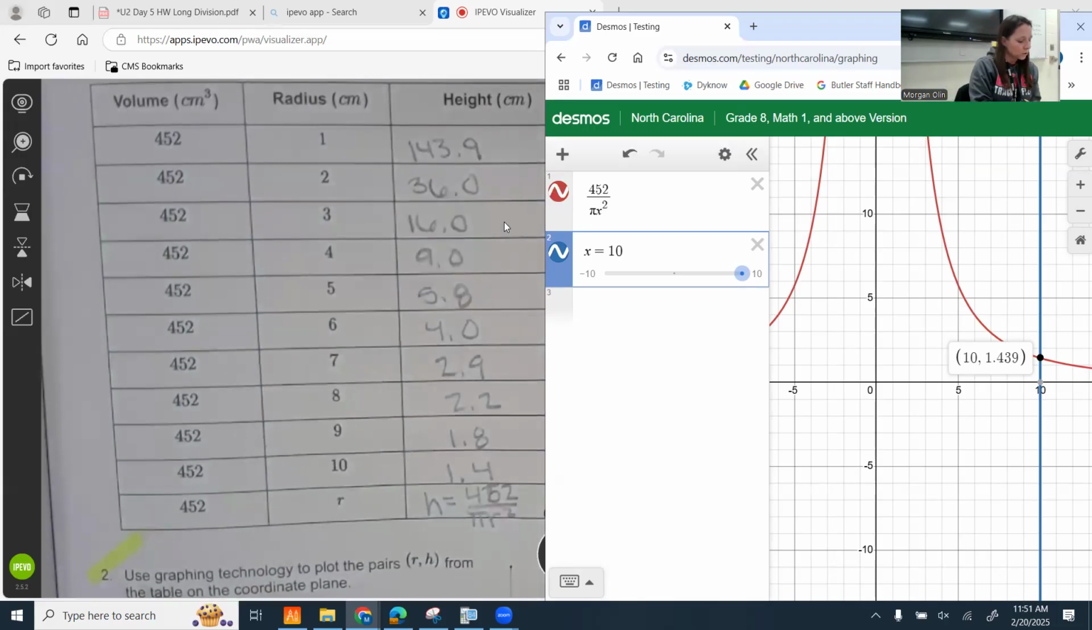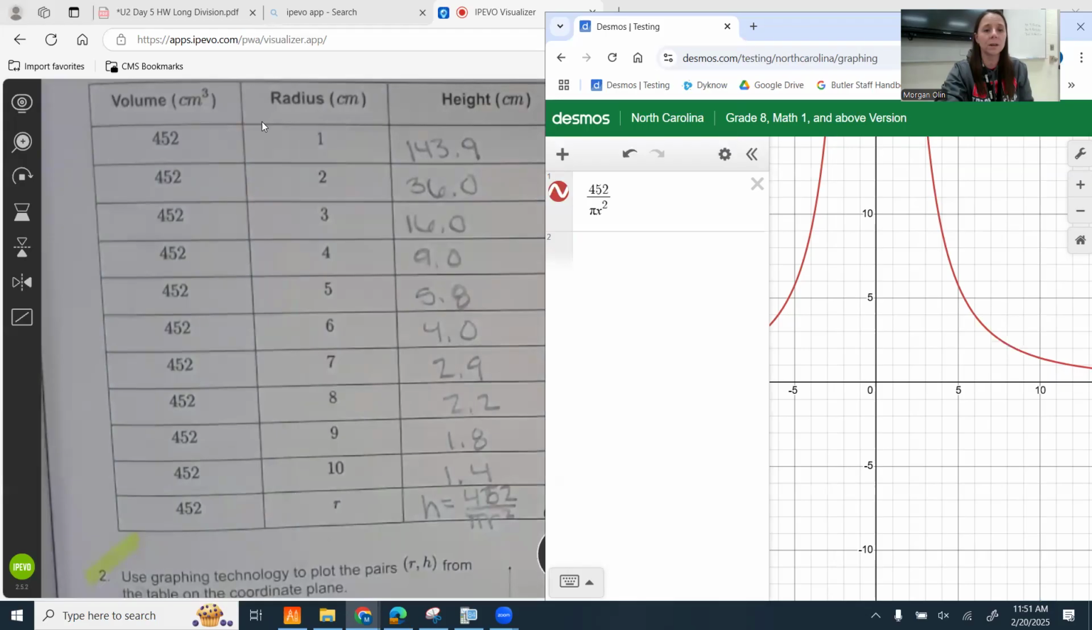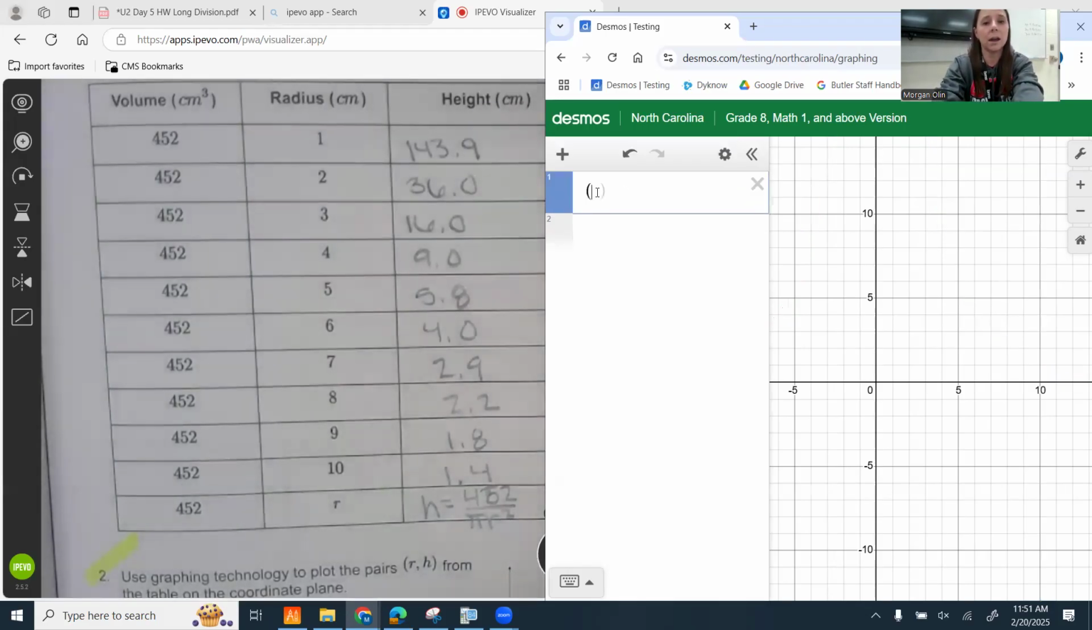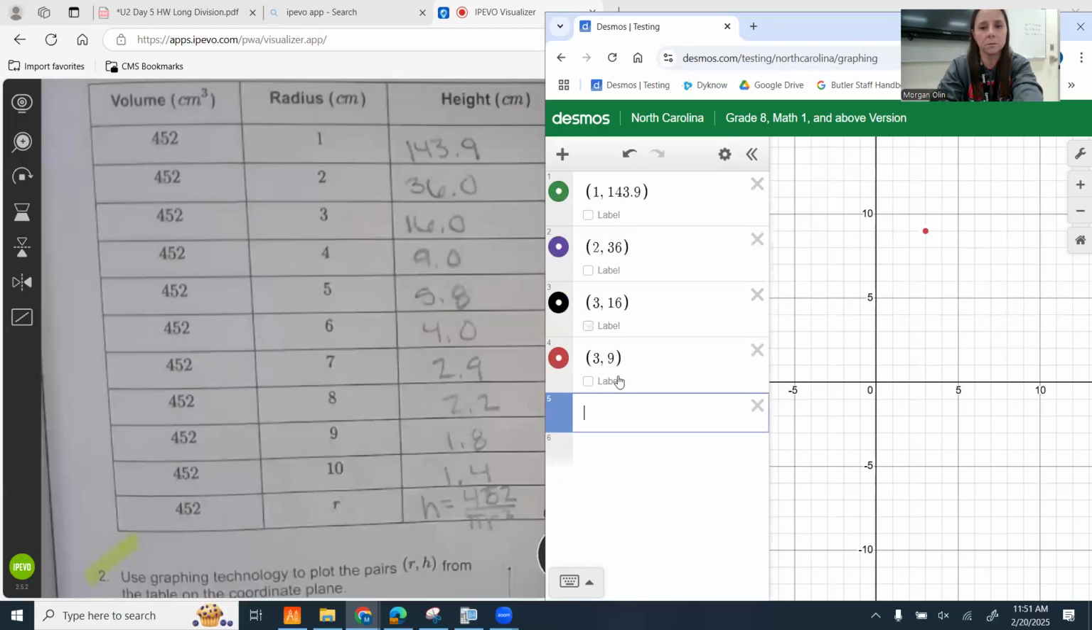So using graphing technology to plot the points from the table on the coordinate plane, what do you notice about the graph? We actually have already graphed it. And we can put in each of these points. And by the way, if you want to put in points, you can. So 1 and 143.9. And then we put 2 and 36. 3 and 16. 4 and 9.